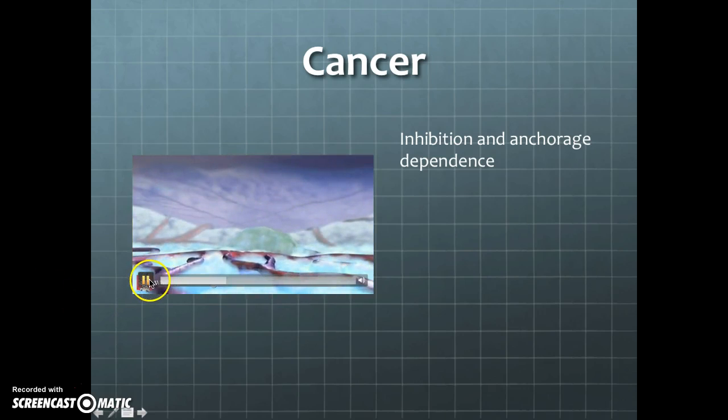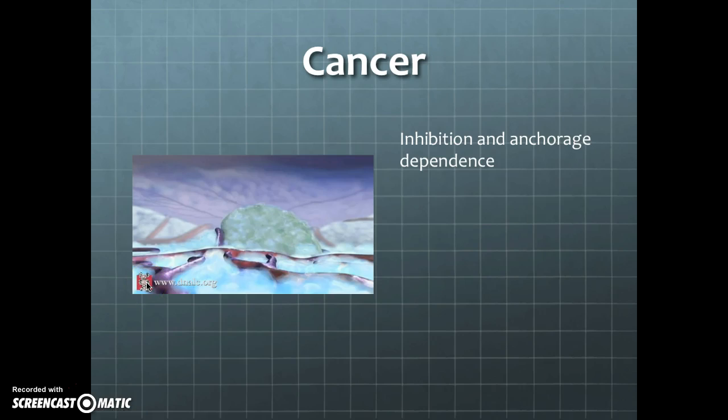And here you can see extreme cell proliferation, which will cause a tumor. And if a cell or group of cells does not have these properties, such as anchorage dependence or density-dependent inhibition, it will cause uncontrolled cell proliferation, shown here, which leads to cancer.